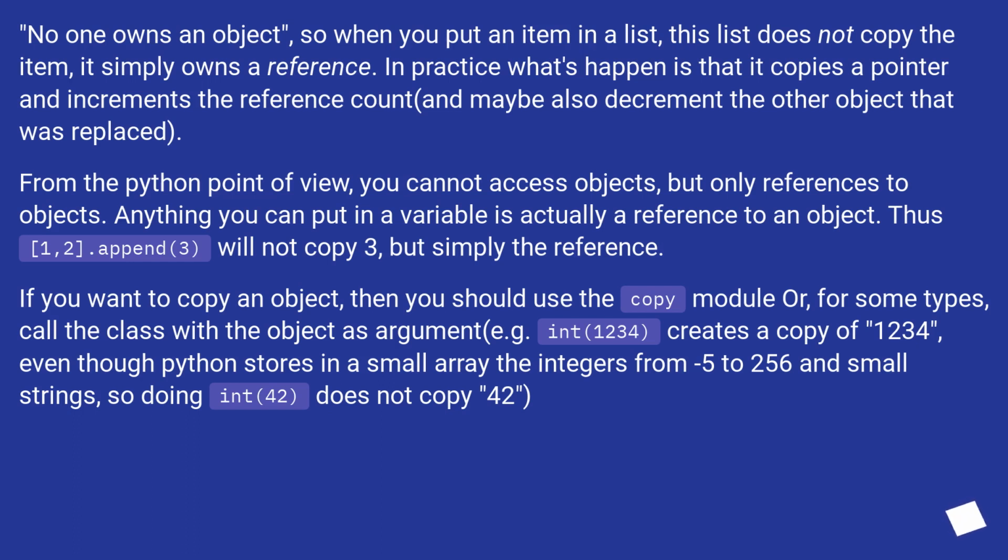If you want to copy an object, then you should use the copy module. Or, for some types, call the class with the object as argument. For example, int(1234) creates a copy of 1234. Even though Python stores in a small array the integers from -5 to 256, so doing int(42) does not copy 42.